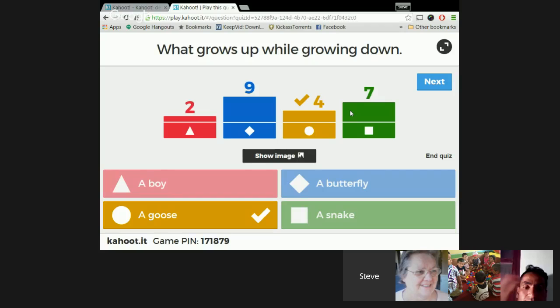Can any of you explain why? Feathers on the baby goose, so it grows down while it's growing up. Now the scores have got switched, I think. Let's have a look.